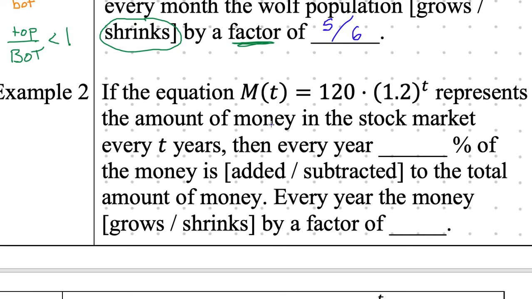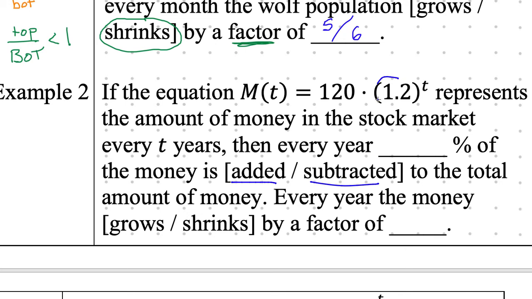For example number 2 now, we have another equation, capital M, and it represents the amount of money in the stock market every T years. Every year, what percent of the total money is either added or subtracted from the total amount of money? So we'll do that first, and then we'll answer the second question later. So what percent is being added or subtracted? Well, let's first decide add or subtract.